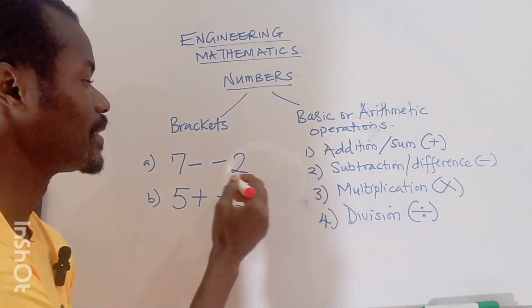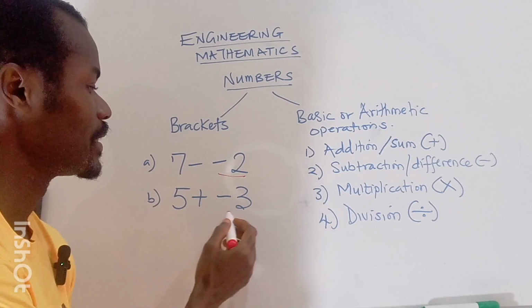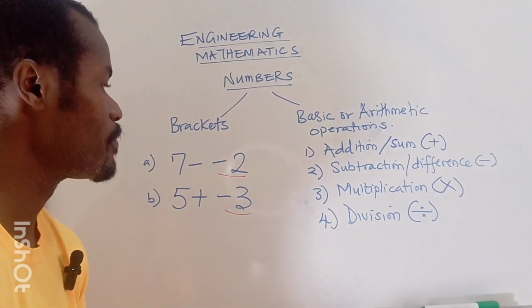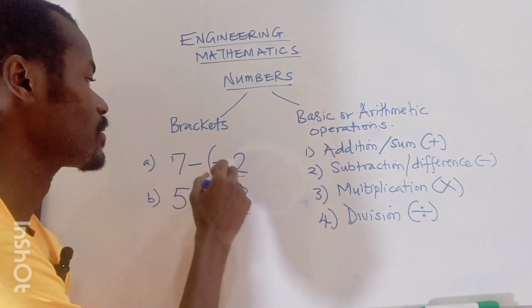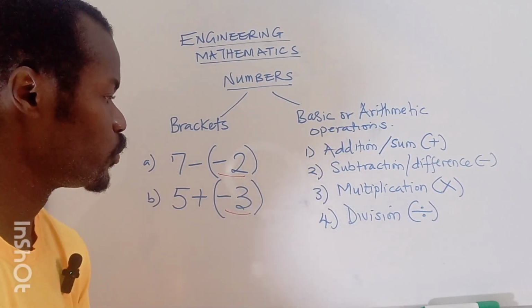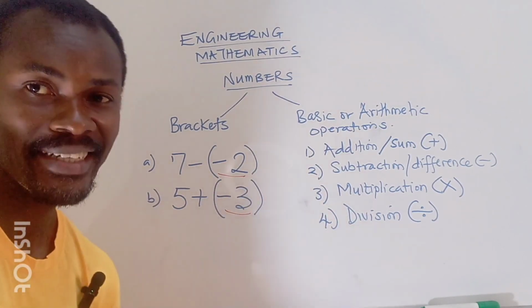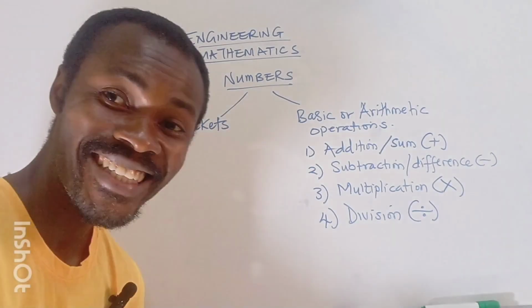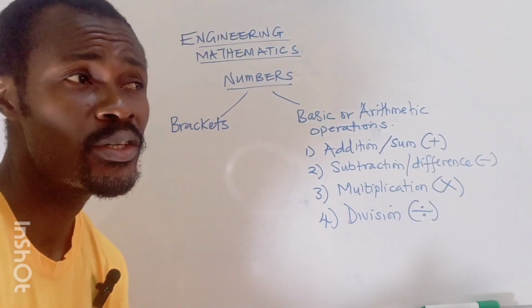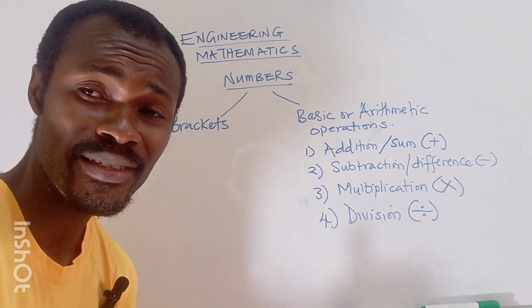Now this is a negative number, and this is a negative number. So how do you separate them? You separate them by putting brackets. So most times brackets are used around negative numbers.